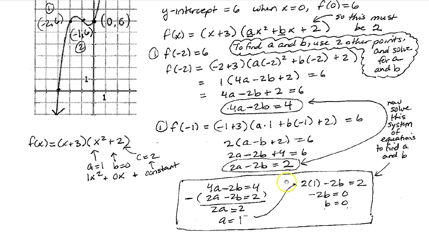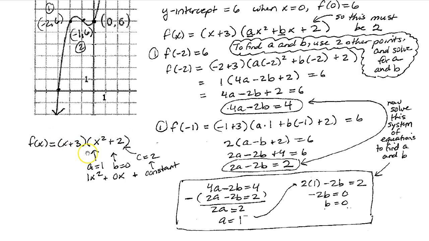So I have two equations with two unknowns. So I can figure out what a and b are by solving the system of equations. Fairly simple one to solve. And I end up with, subtracting the second equation from the first, 2a is equal to 2, or a is equal to 1. If I substitute 1 back into this equation, 2 times 1 minus 2 times b equals 2, so b has to equal 0. So I really have a very simple equation here. A is 1, b is 0, so there's no x term, and the constant I already know is 2.